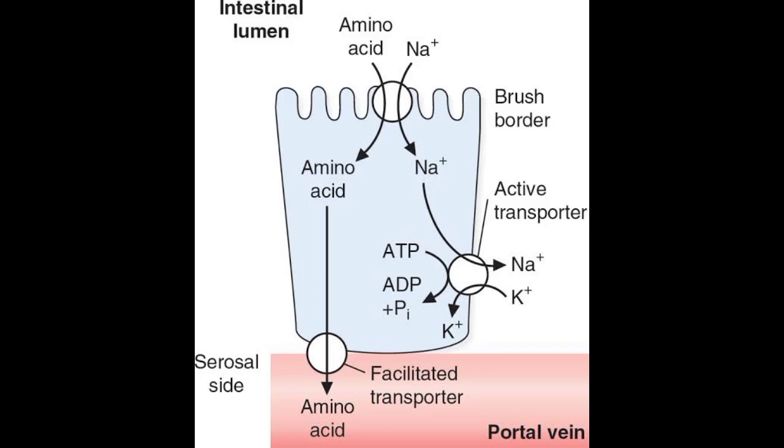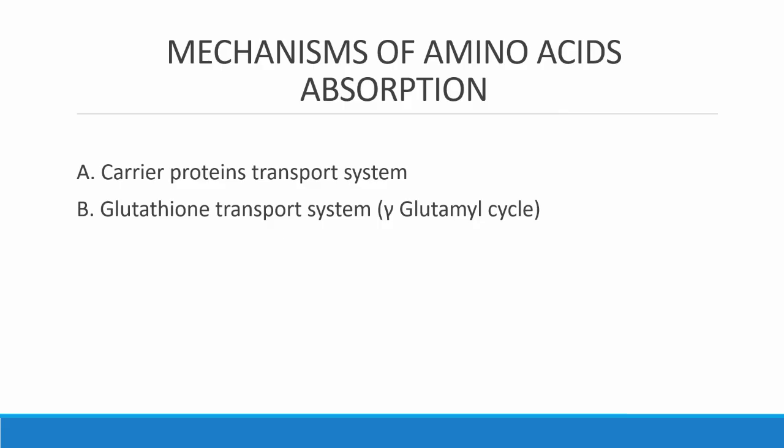When they both get into the cell, the sodium is transported out of the cell in exchange for potassium ion, and this process uses ATP. That transporter is also called the sodium pump. It uses ATP in taking sodium out of the cell and bringing potassium into the cell. The amino acid that was brought into the cell is then transported by another transporter from the intestinal mucosa cell into the portal vein, and that's how it gets into the portal circulation and gets to the liver.